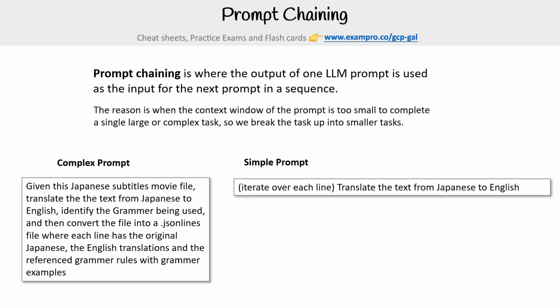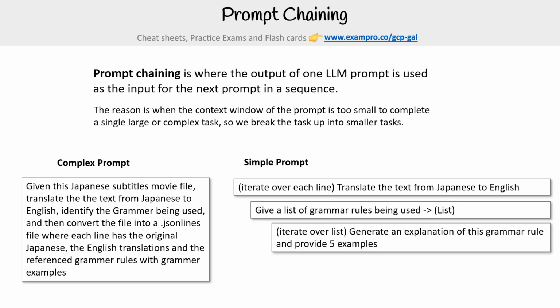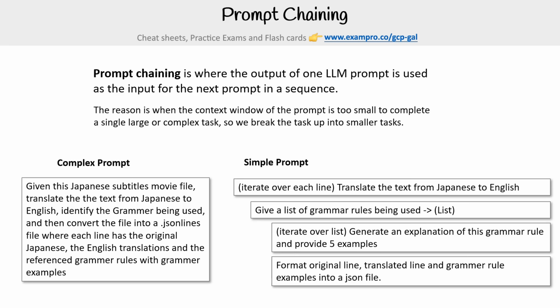The thing I had to do is iterate over each line in the actual subtitles file and say, translate each line from Japanese to English. Then I would ask it to produce a list of grammar rules that it found in the sentence. Then I would ask it to explain the grammar rule and provide 5 examples. Then I would format the original line, translated line, and grammar rule examples into a JSON file. So again, this is just where you're breaking up a task because the LLM cannot handle such a large task, okay?